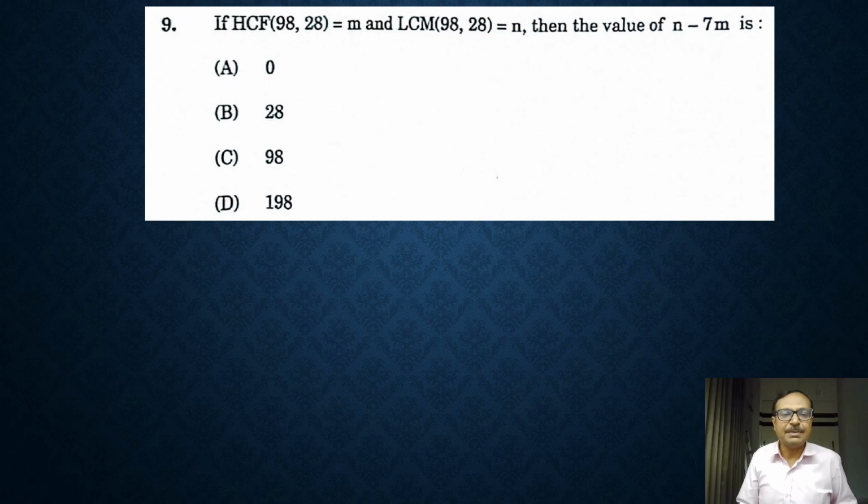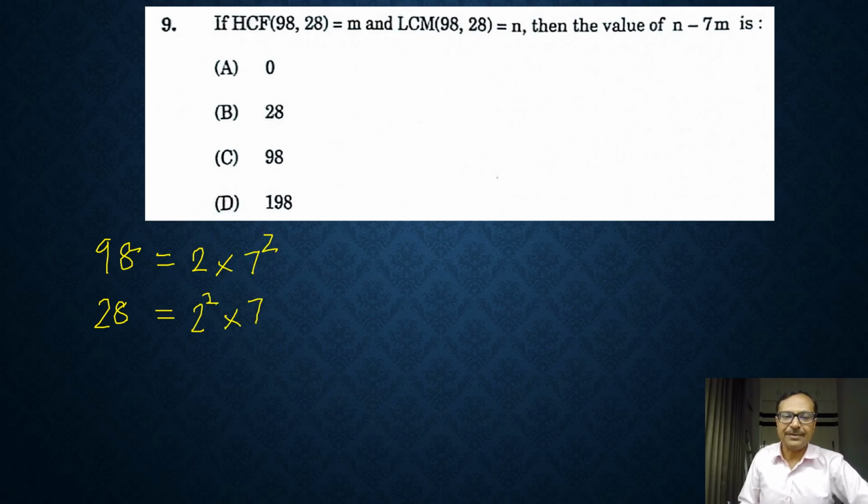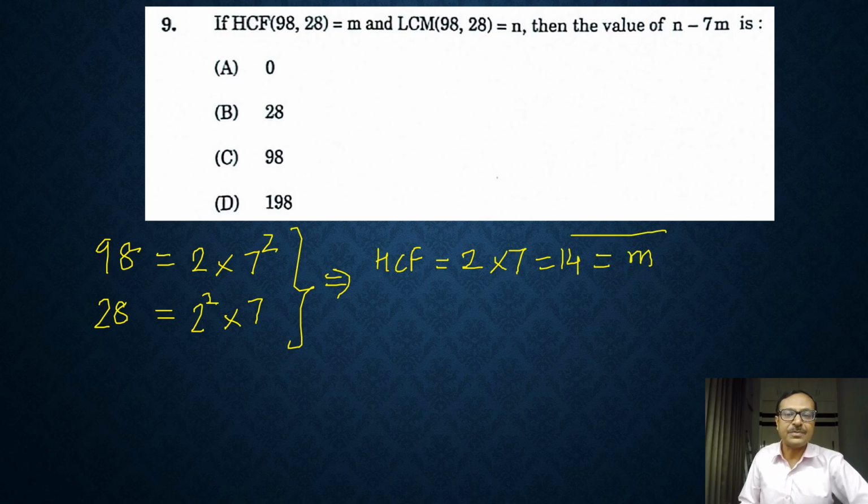Likewise, we have a very simple question of HCF and LCM there, fundamental theorem of arithmetic. For the numbers 98 and 28, 98 is 49 into 2, right? So 2 into 7 square, and 28 is 2 square, 4, into 7, right? Now using this, we should know that the HCF will be the lower power of the common factor. So 2 into 7, that is 14, and this is given in the question as m. So m is 14, which is the HCF.